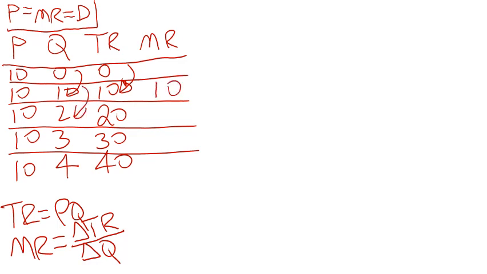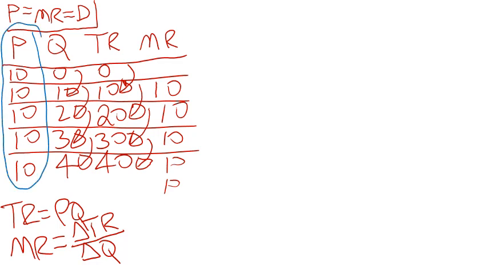When the second unit is sold, total revenue goes from 10 to 20, so marginal revenue is 10. When the third unit is sold, total revenue goes from 20 to 30, so marginal revenue is 10. And the same thing for unit 4, 5, etc. So what did we just show? That price is equal to marginal revenue.